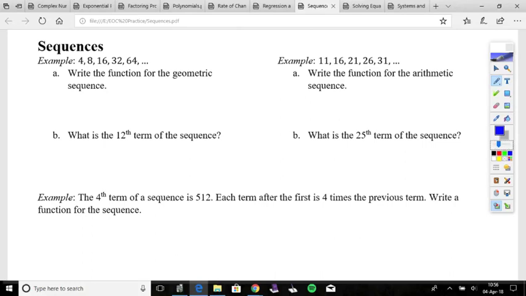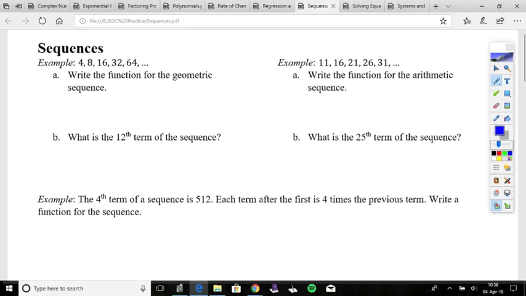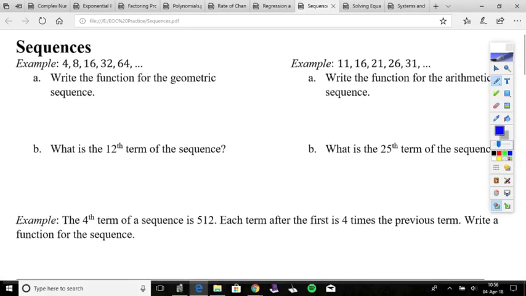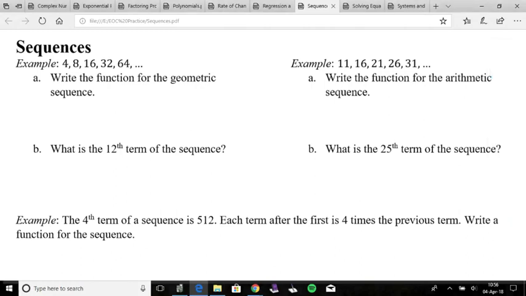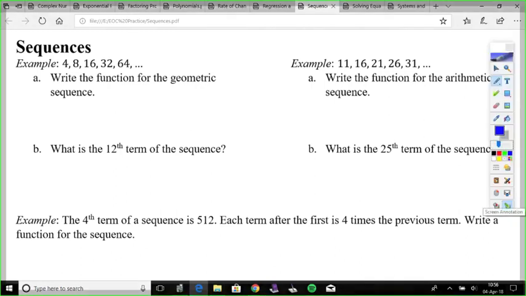So you can see in this sequence, if you didn't tell already, each of these numbers, can I zoom in a little more here? Each of these numbers is going up by a multiple of 2, right? 4 times 2 is 8, times 2 is 16, times 2 is 32, times 2 is 64. So its pattern is going up by a multiple.